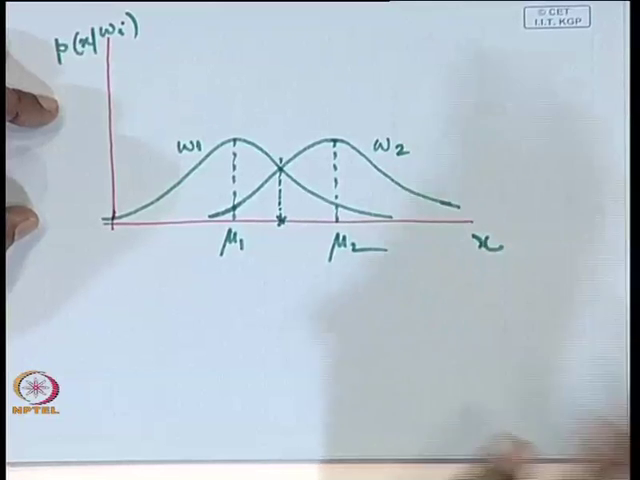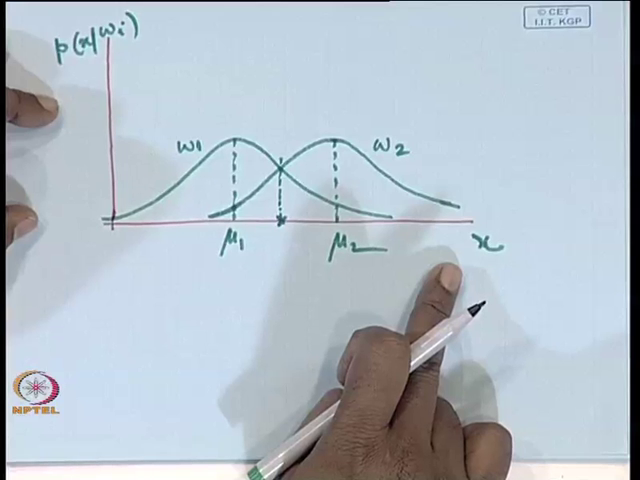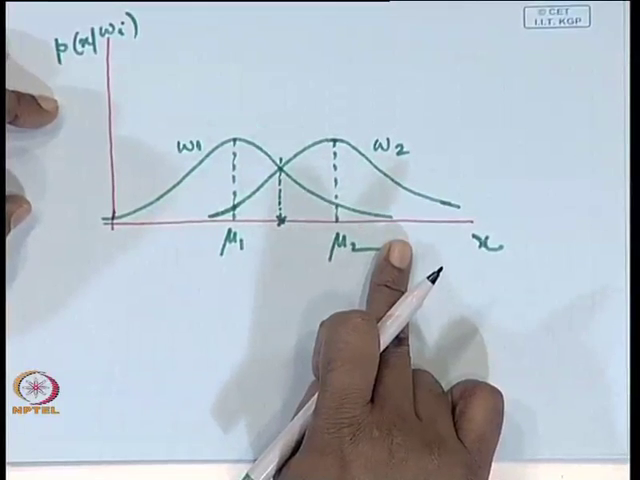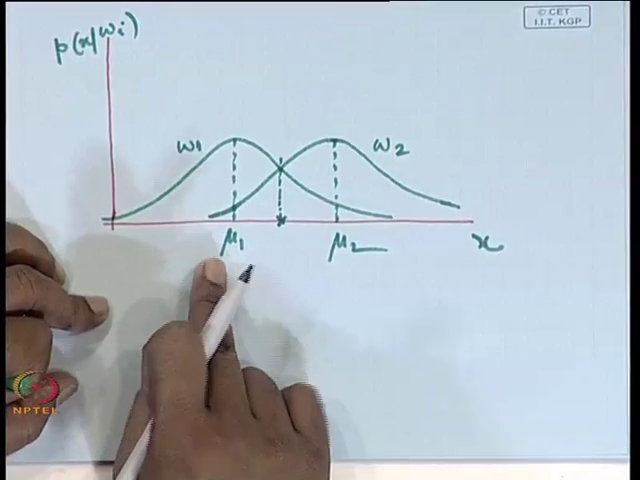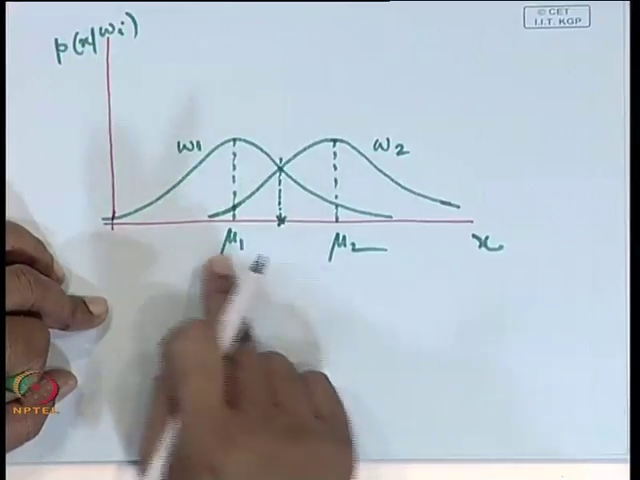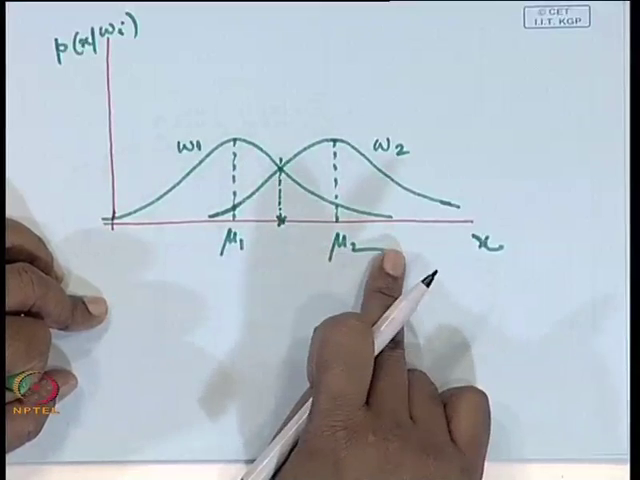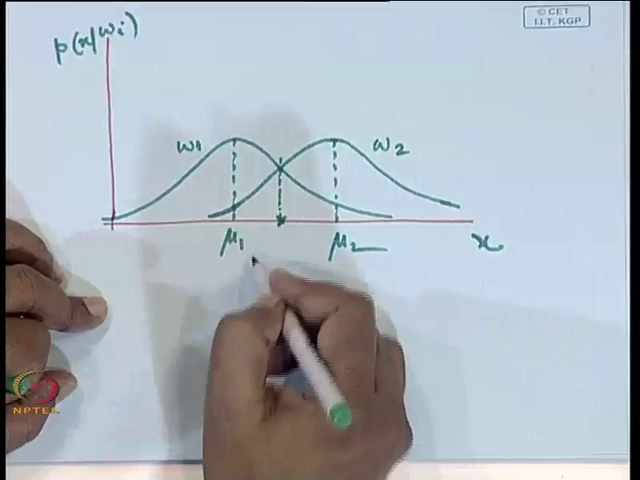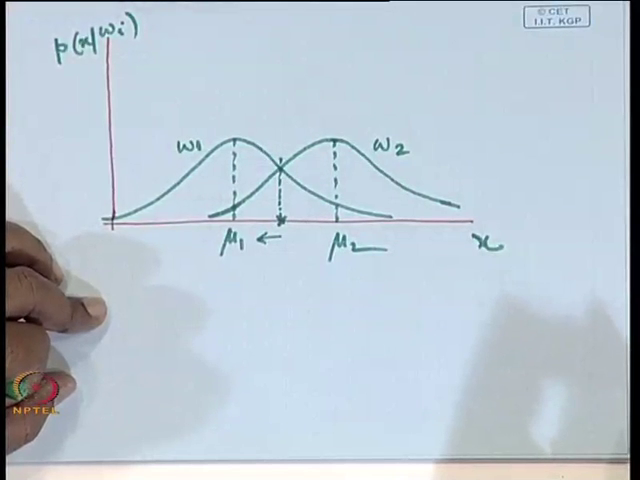If the a priori probability p omega 1 is more than p omega 2, then the decision surface will be pushed towards omega 2, that is, away from mu 1. If p of omega 1 is greater than p of omega 2, then this decision surface will be pushed away from mu 1. If p of omega 1 is less than p of omega 2, then the decision surface will be pulled towards mu 1. Okay.